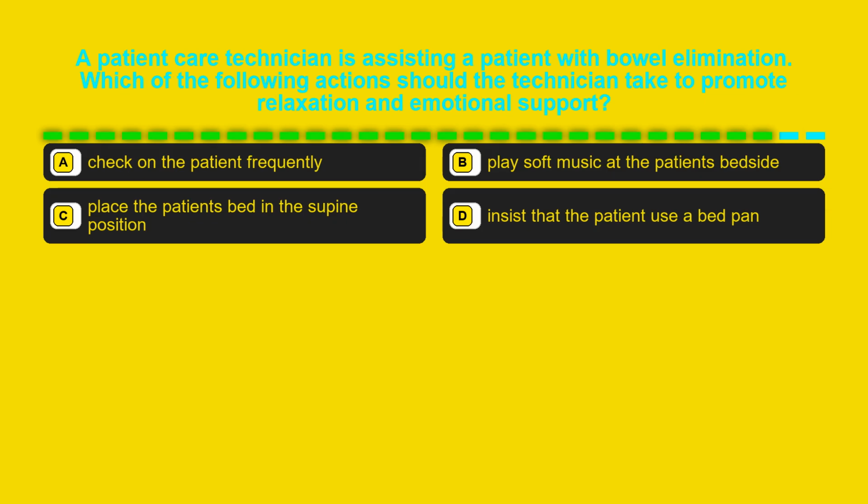Question 34. A patient care technician is assisting a patient with bowel elimination. Which of the following actions should the technician take to promote relaxation and emotional support? Option A. Check on the patient frequently. Option B. Play soft music at the patient's bedside. Option C. Place the patient's bed in the supine position. Option D. Insist that the patient use a bedpan.